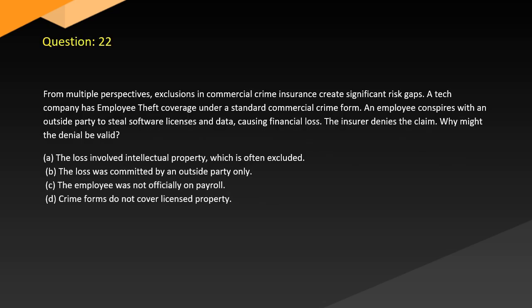Question 22. From multiple perspectives, exclusions in commercial crime insurance create significant risk gaps. A tech company has employee theft coverage under a standard commercial crime form. An employee conspires with an outside party to steal software licenses and data, causing financial loss. The insurer denies the claim. Why might the denial be valid? A. The loss involved intellectual property, which is often excluded. B. The loss was committed by an outside party only. C. The employee was not officially on payroll. D. Crime forms do not cover licensed property.